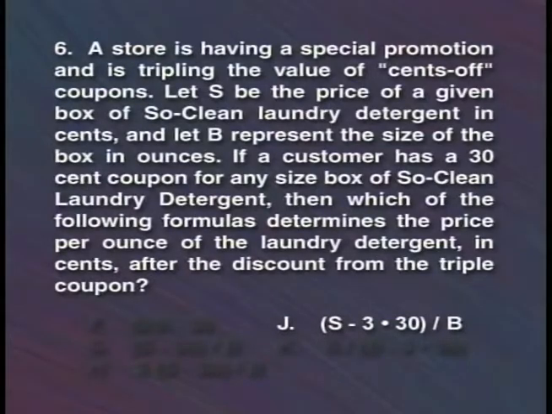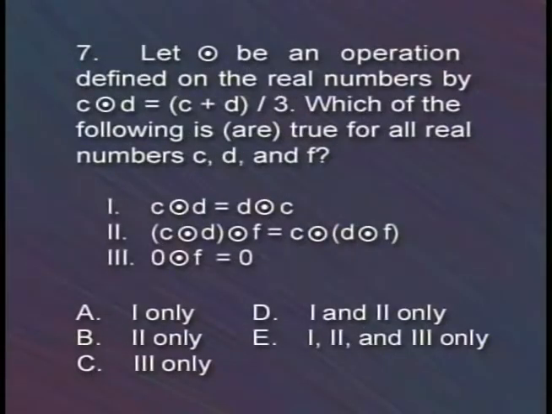Problem 7. Let circle dot be an operation defined on the real numbers by C circle dot D equals (C plus D) divided by 3. Which of the following is or are true for all real numbers C, D, and F?